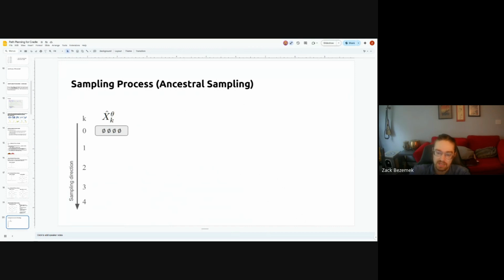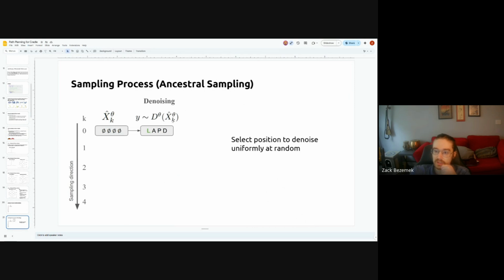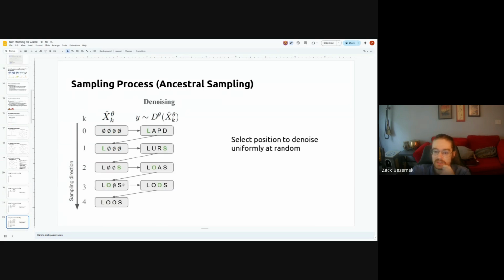So if I'm going to sample according to this backwards process, assuming I have access to this d theta that I've already trained, what am I going to do? Well, actually, our output at each time step is I'm going to input all mask states, and then the way we parameterize the neural network is it's going to output a prediction for every single token in the sequence. But then we select uniformly at random which one to actually keep and remask the remaining ones. So say, in this case, with probability 1/4, we selected L. And then we do this until we've completely infilled our sequence.